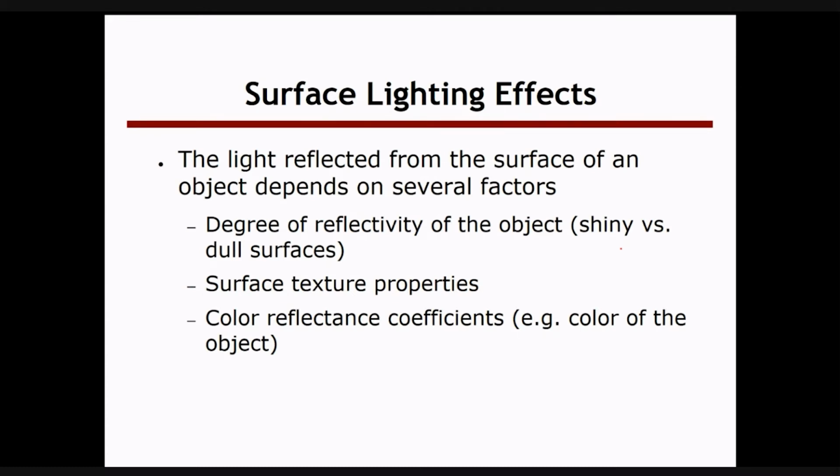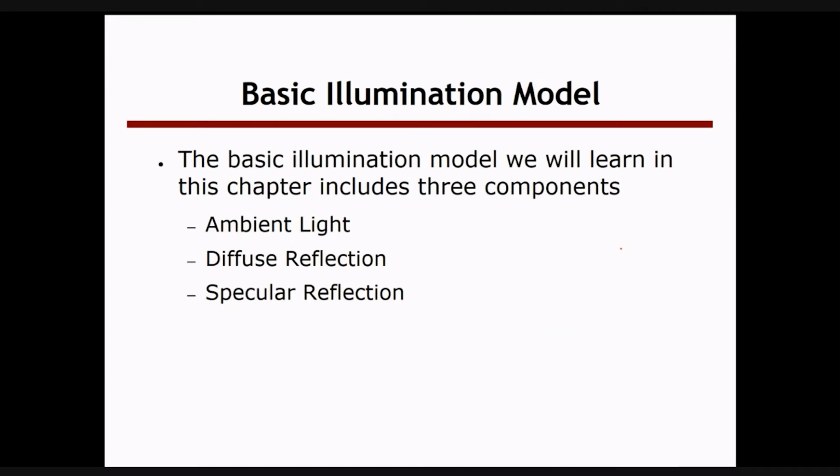Okay, so now the basic illumination model that we have in this unit includes three things, that is ambient light, diffuse reflection, and specular reflection, as I said earlier in this lecture. So, ambient light.